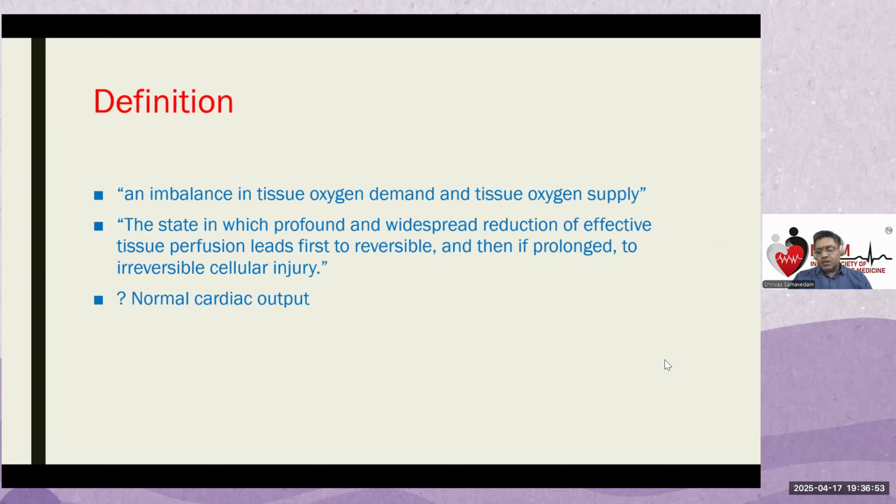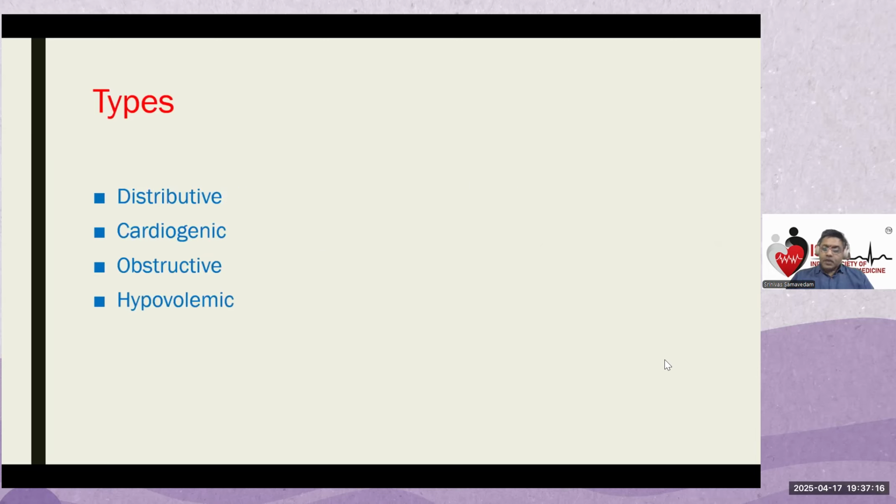So normal cardiac output should not be described in terms of a number, but in terms of the cardiac output which can meet the body's metabolic requirements and demands and does not result in an oxygen supply-demand inequality. That will be the appropriate definition of normal cardiac output. So when this output is compromised by different mechanisms, you get the four major types of shock.